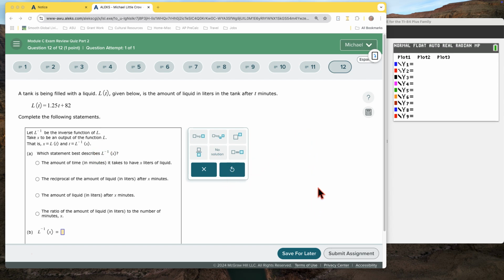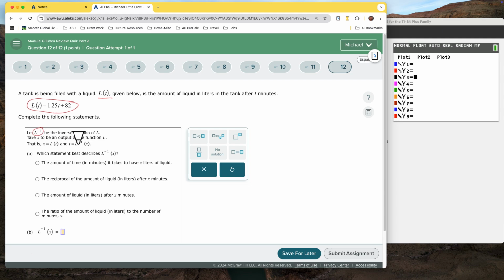Let's take a look at this. We have a tank being filled with a liquid, and we're given a function. L of t, given below, is the amount of liquid in liters in the tank after t minutes. So t is time. L is the filling of the tank, how many liters. And what we see is they're going to be asking questions about the inverse function here.